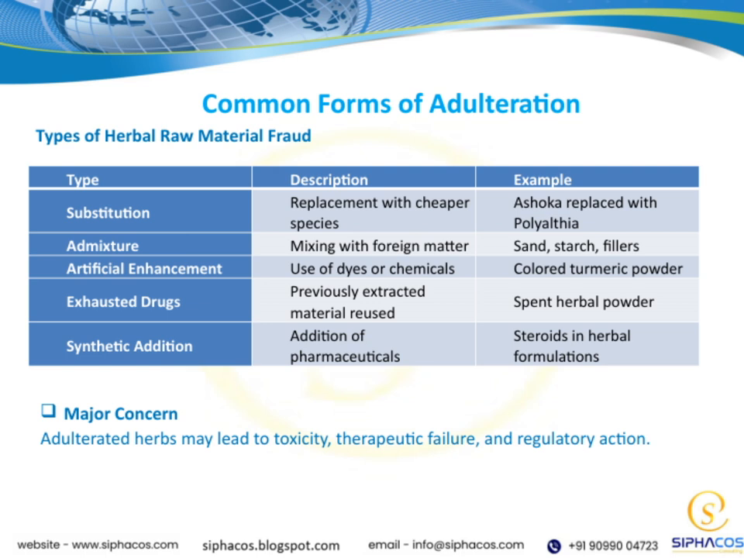These can compromise the quality and safety of the product. Another form is artificial enhancement, where dyes or chemicals are added to improve appearance but can be harmful. Colored turmeric powder is a common example.